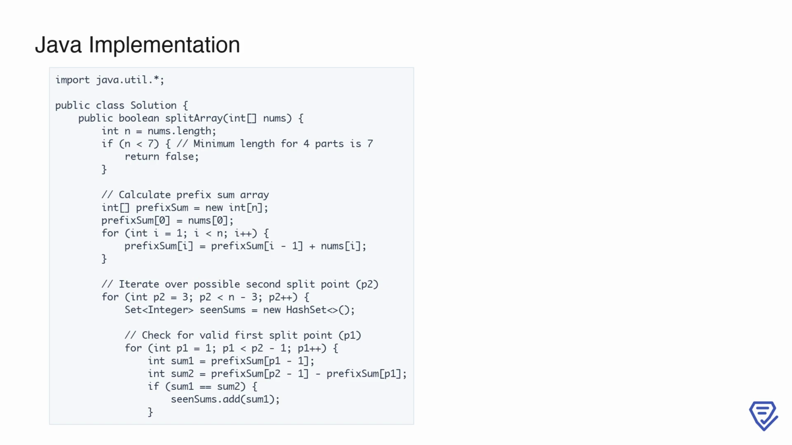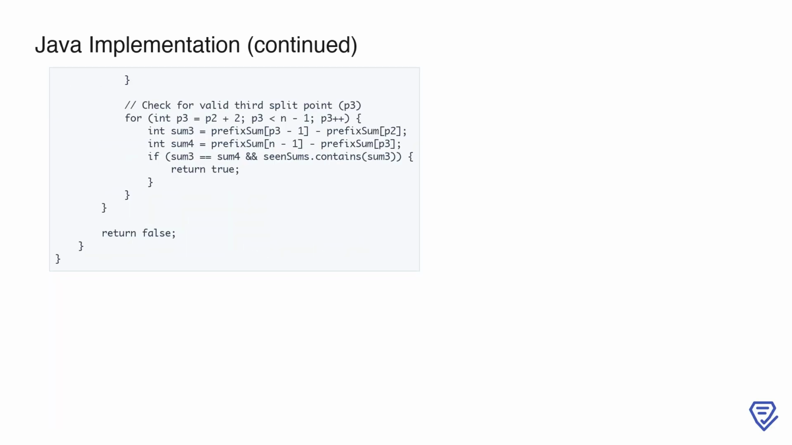We iterate over possible positions for the second split point, P2, starting from index 3 and leaving room for the required splits on either side. For each P2, we use a hash set to store sums from valid first split points, P1. A split point P1 is valid if the sums of the first two subarrays, determined by prefix sum, are equal. If so, we add this sum to the hash set for later use.